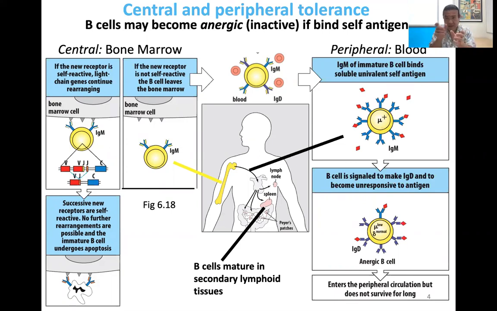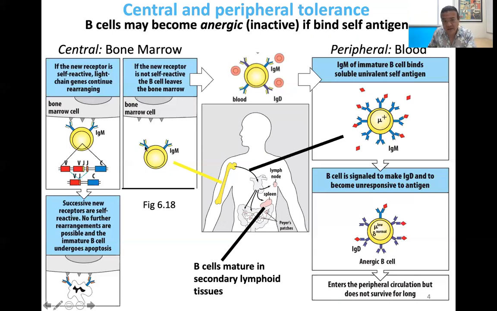It can tweak this, try to do the VJ recombination again, and maybe, right, maybe the shape will be different enough that it doesn't auto-react. But if it cannot succeed in coming up with an Ig that does not auto-react, then that's the end of the line for that B cell. It's kind of sad. Went through all that trouble just to end up dying in the bone marrow and never be released. And remember, it turns out that for the majority of B cells, that's the fate because of the nature of this random coming up with different Ig shapes.